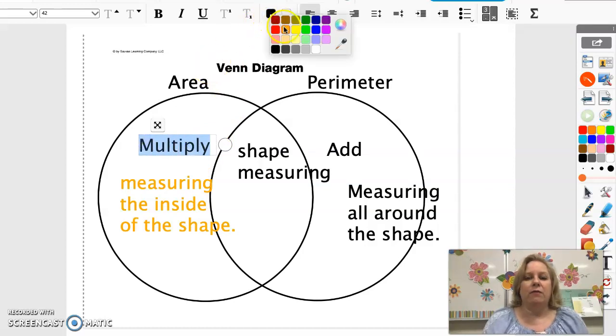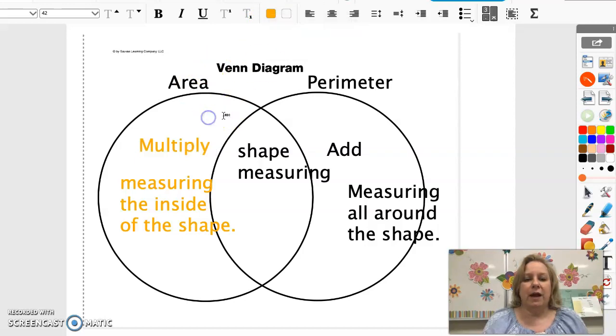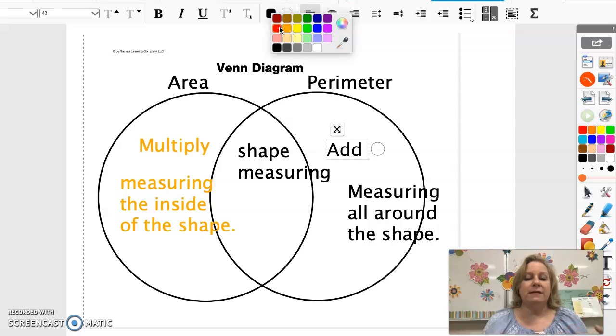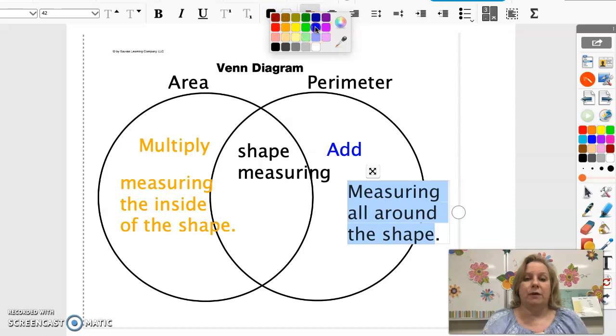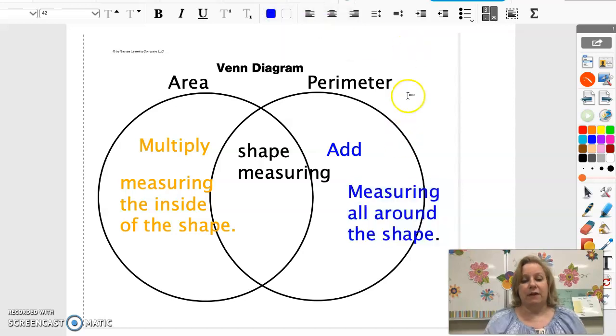The real takeaway that I want you to have is when I think of area, I'm multiplying. When I'm thinking of perimeter, I'm adding. If you can get that straight in your mind, it's going to help you find your answers on area and perimeter a lot easier. So let me just finish this. Color code it so that we can see that real nice.